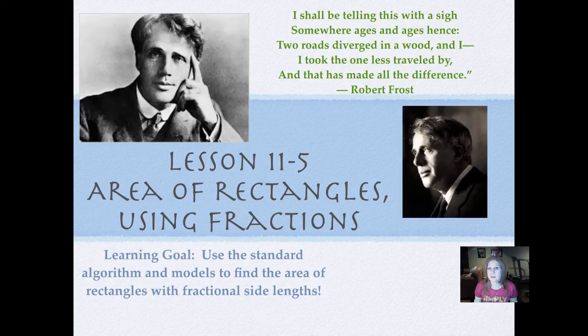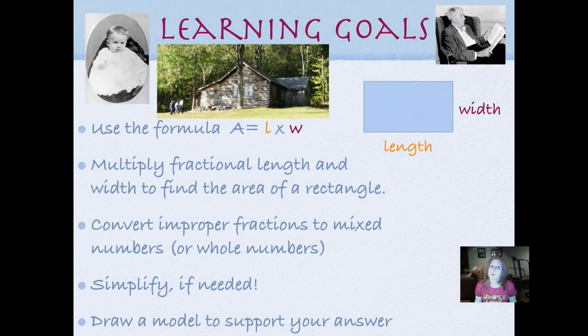Our learning goal is to use the standard algorithm and models to find the area of rectangles with fractional side lengths. So our individual lesson learning goals are to use the formula A equals L times W. And I always use a little cursive L so you can tell that's not a 1 times W. That is a capital A for area equals length times width. And you can see on that rectangular shape, that figure, length is the long side and width is the shorter side. We're going to multiply fractional lengths and fractional widths to find the area of a rectangle.